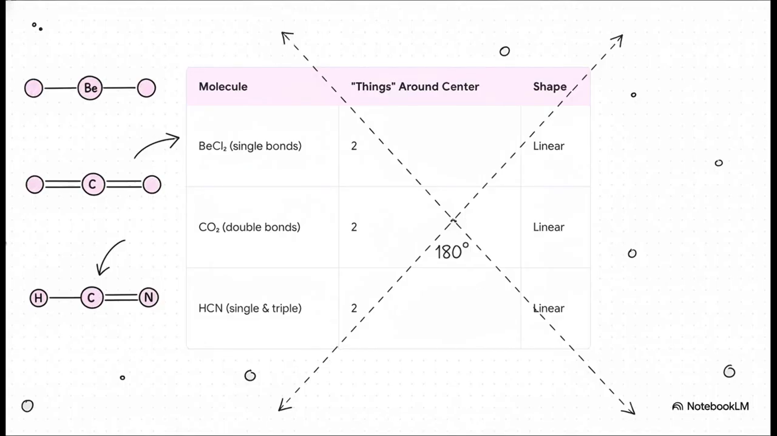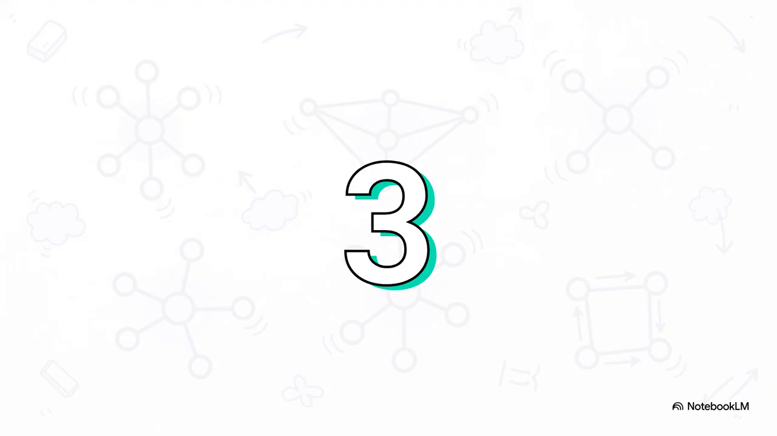And check this out, it doesn't matter what kind of bond you have. See, in beryllium dichloride, you have single bonds. In carbon dioxide, you have double bonds. And in hydrogen cyanide, you've got a single and a triple bond. VSEPR theory doesn't care. It sees all of those as just one thing pushing away from the center. So if you've got two groups, it's always going to be a straight line, 180 degrees. Simple. Okay, two things is a piece of cake.